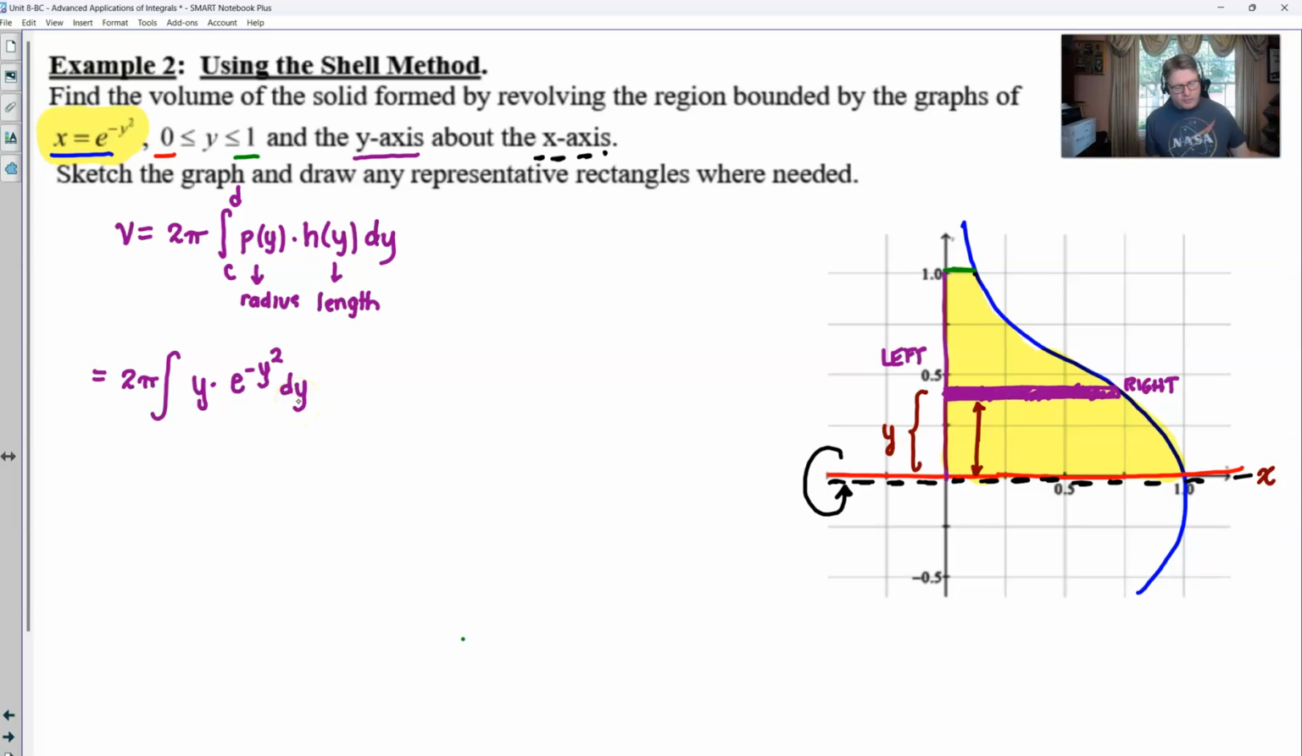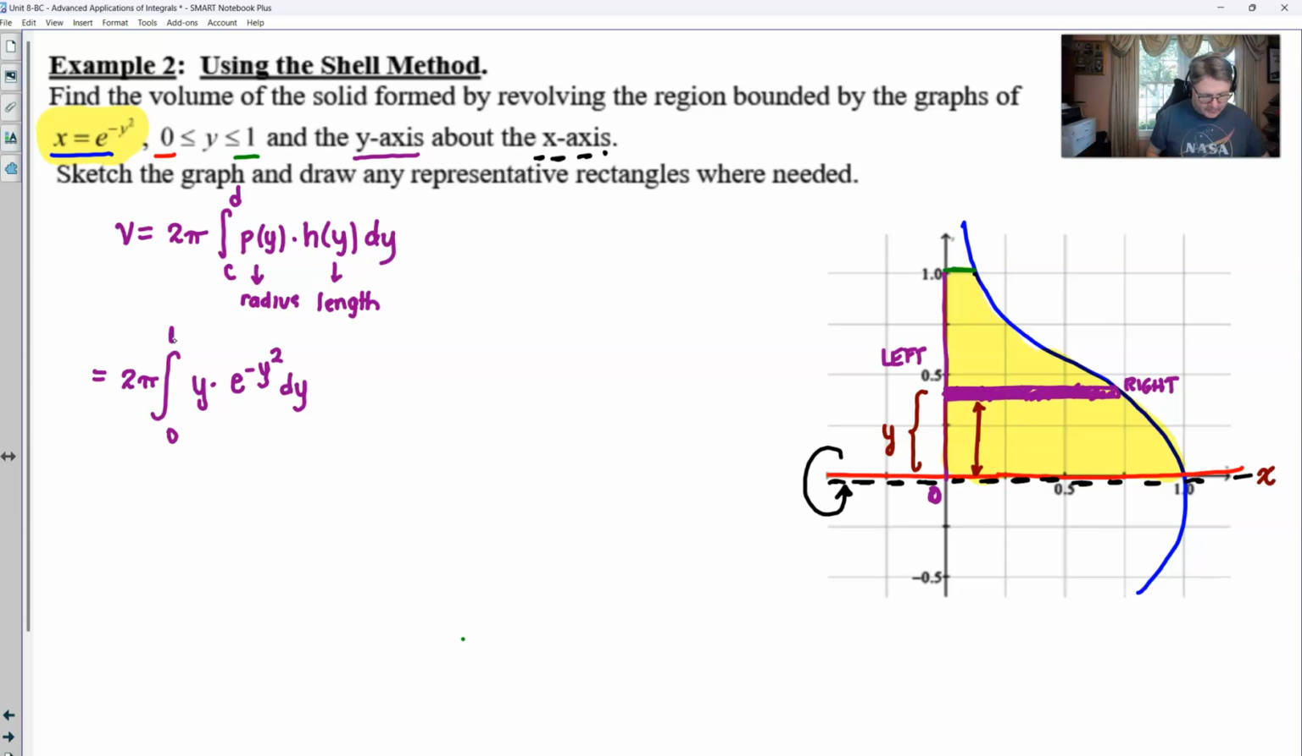And then, of course, we're going to look at our boundaries or limits of integration. They start here at the bottom of the picture, 0, and go all the way to the top of the picture, which is the value 1. Remember, those have to be y's as well. All right, and with that, we have the setup for our shell method.